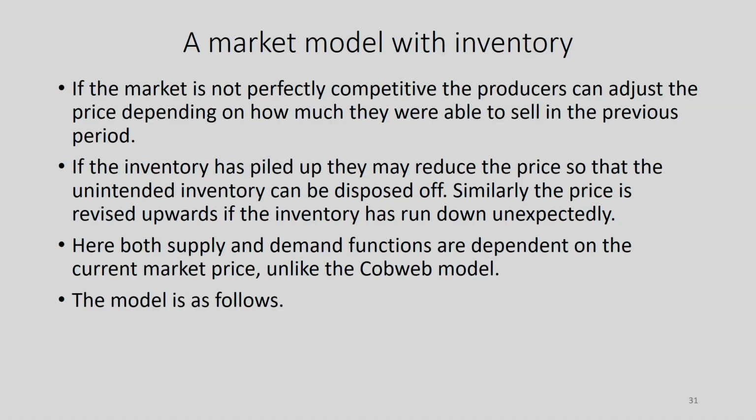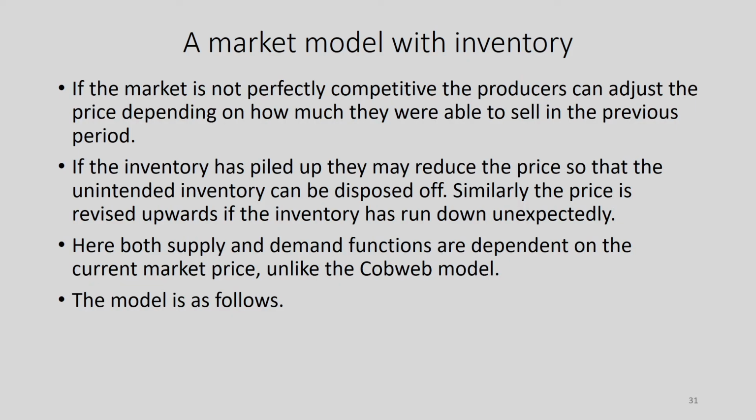inventory of the producers, and because of this inventory and change of this inventory, the producers might change their prices in the next period. In particular, as you can see on your screen, the second point that I have written here, if the inventory has piled up, they may reduce the price so that the unintended inventory can be disposed of. Similarly, the price is revised upwards if the inventory has run down unexpectedly.